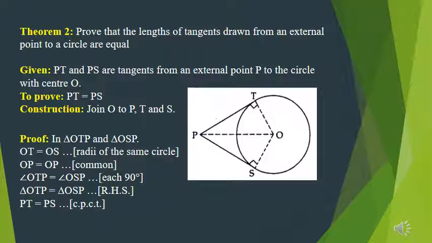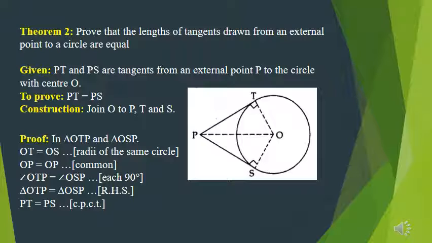Similarly, students, there is another important theorem. Here we have to prove that the lengths of tangents drawn from an external point to a circle are always equal. From the given figure, the given is that PT and PS are the tangents from an external point P to the circle whose center is O. We have to prove that both the tangents are equal, that is PT equals PS.